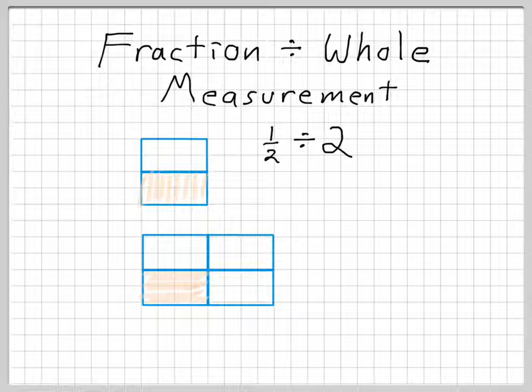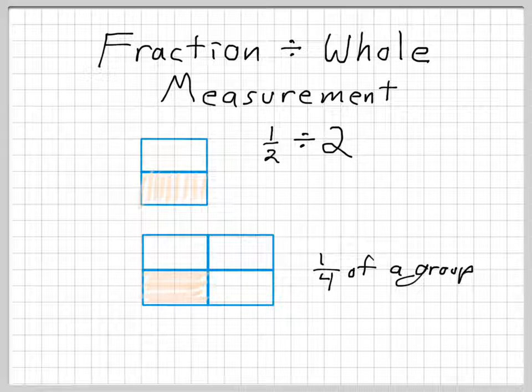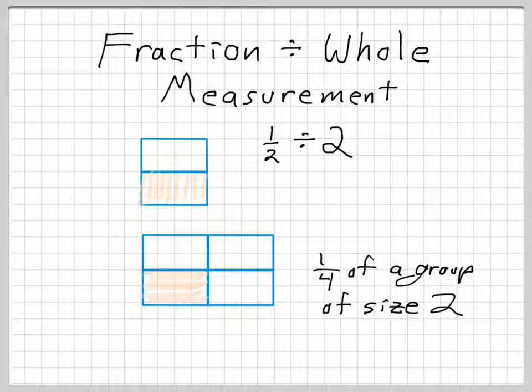And what you can see is I can actually make 1/4 of a group of size 2. And that's an example of a 1/2 divided by a whole using a measurement form of division.